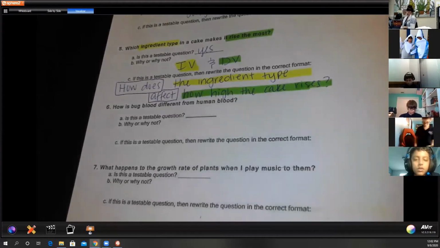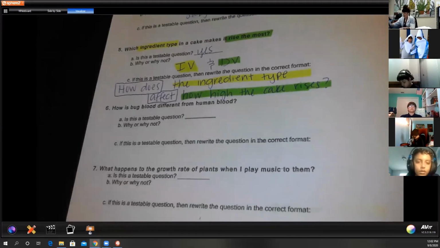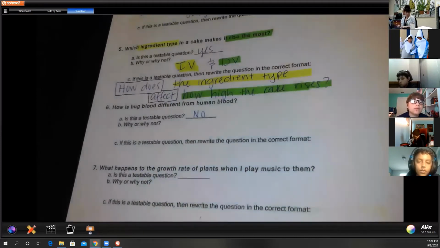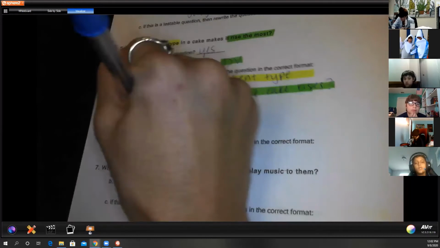But how can I measure how they're different? Am I talking about the color of the blood, the genetic makeup, the consistency, the DNA of the blood? It's not specific enough for me to test that. Do you see how when we were asking what am I testing, people had different opinions about what that meant? He could have talked about the DNA, I could have talked about the color, right? This is called a comparative study. So this is not testable. There's no specific dependent variable here.